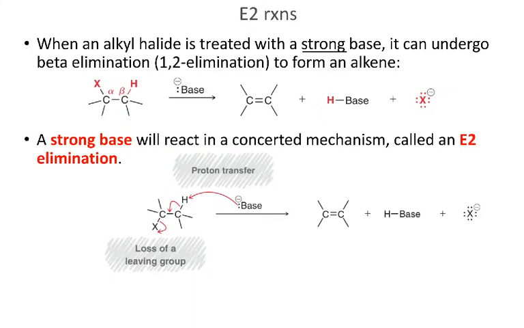So we have a proton transfer where our strong base is stealing the hydrogen, and at the same time we have the loss of a leaving group. And the electrons that form the carbon-hydrogen bond become a double bond between the two carbons that are losing the halogen and the proton.